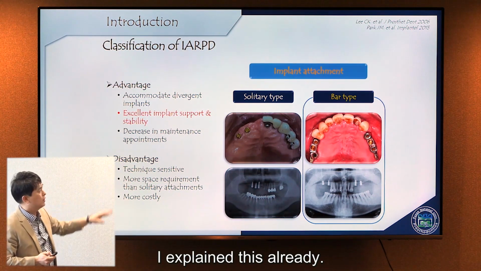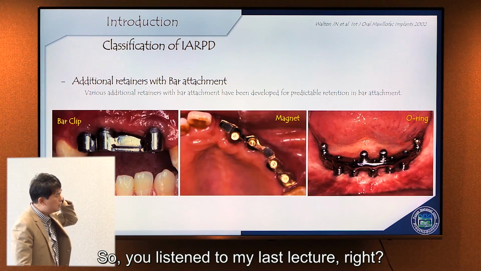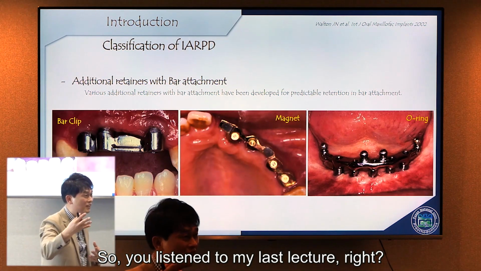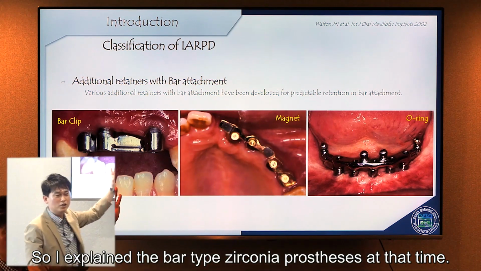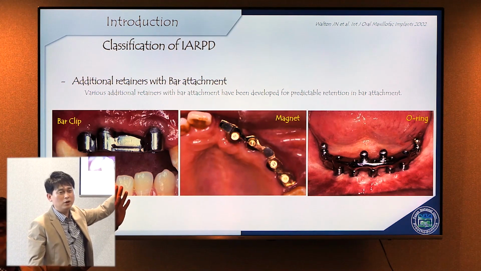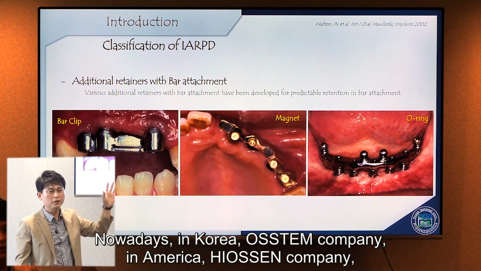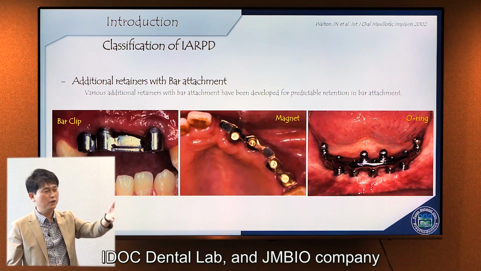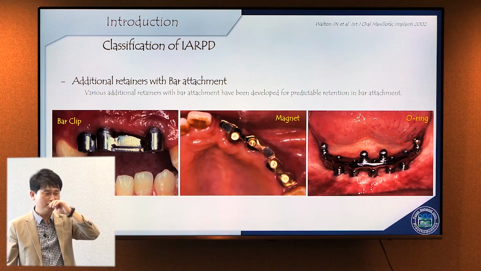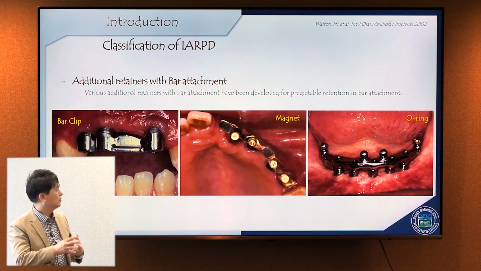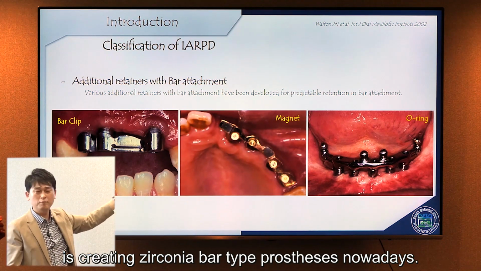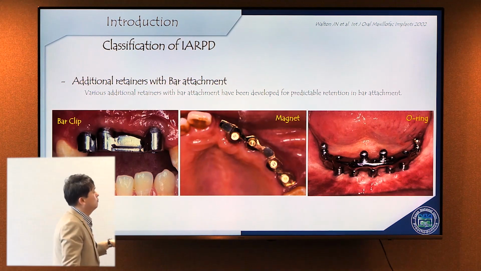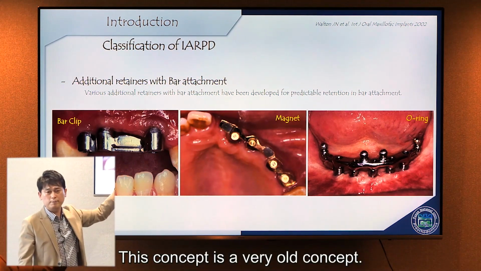I explained about everything. You listened to my last lecture, right? Yes. So I explained about bar-type zirconia prostheses at that time. Nowadays, Korea's OSSTEM company, America's Hiossen company, ADD-TOC company and JM company are treating the bar and zirconia prostheses. But this concept is a very old concept.